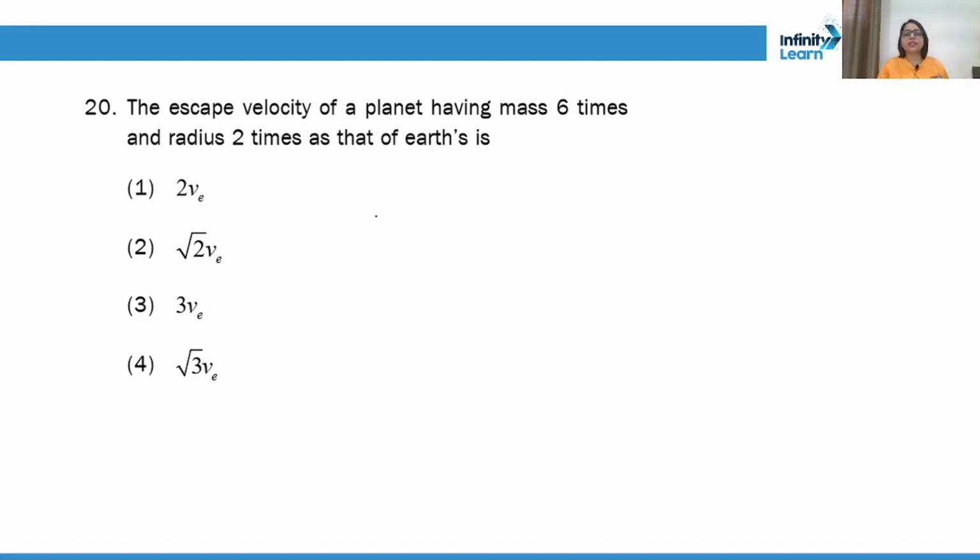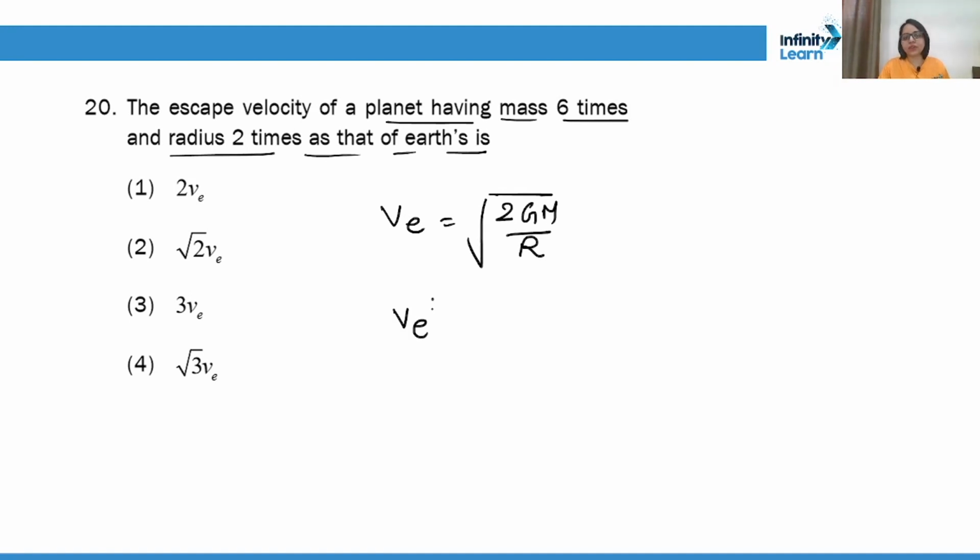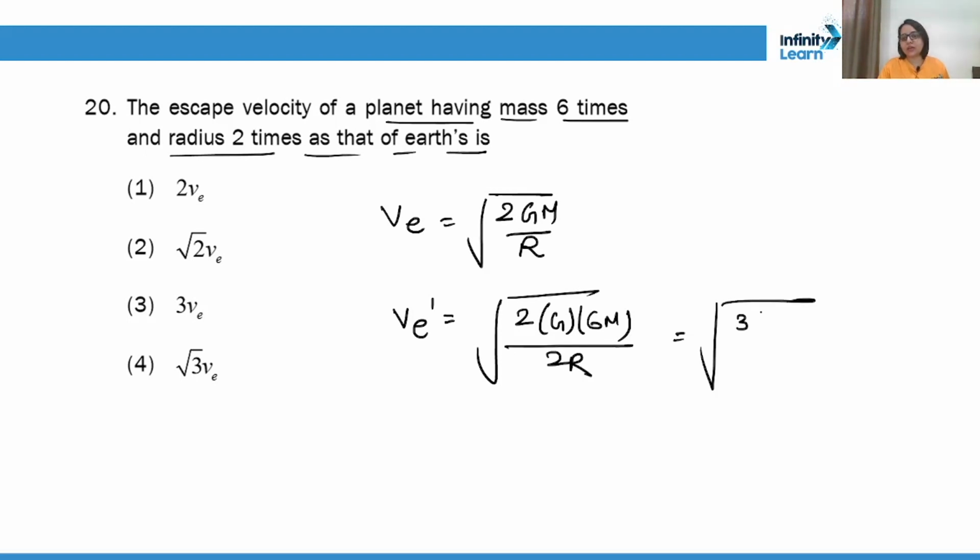Question number 20. The escape velocity of a planet having mass 6 times and radius 2 times that of the Earth is. So let's say the escape velocity on the Earth is under root 2GM upon R. Right, so the escape velocity on the planet is Ve dash, which is equal to under root 2G into 6M divided by 2R. So it will be under root 3 times 2GM upon R. But under root 2GM upon R is the escape velocity on the surface of the Earth. So Ve dash is equal to under root 3 times Ve, which is option 4.